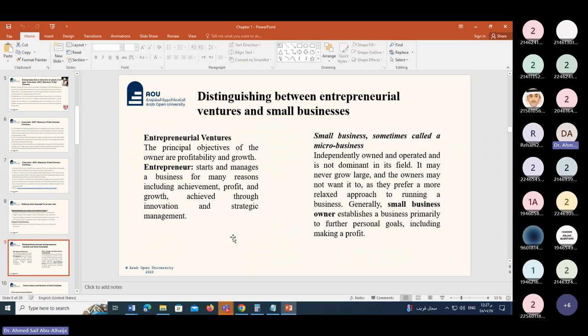In this case, we need to understand that there is for sure a difference between the entrepreneurial ventures or entrepreneur, the pioneer of business, and the small business owner. Okay, small business owner and the entrepreneur. So what is the difference? It says the small business owner establishes a business primarily to further his own interests, including making profit. Generally, the mindset for the small business owner is: I need to open my grocery shop to have some profit. Maybe 1,000 riyal every month, 2,000, 3,000, 5,000, whatever. This is the main goal, okay? So mainly it's profit. Or maybe because I have some free time, so why not have this business?